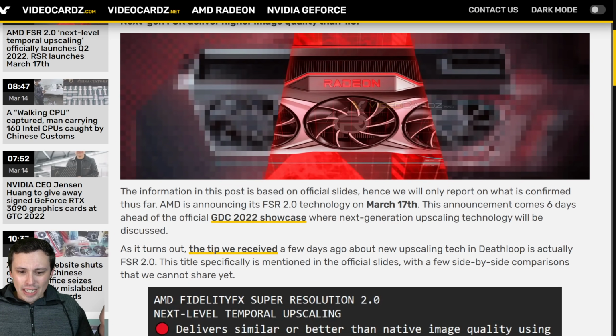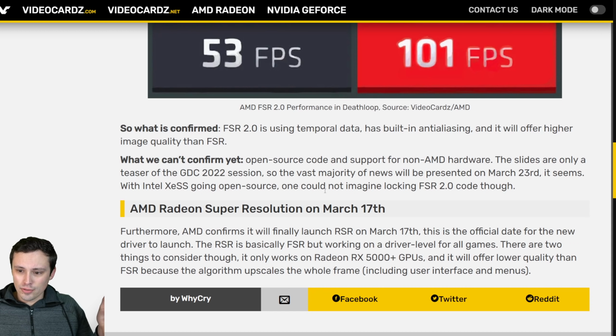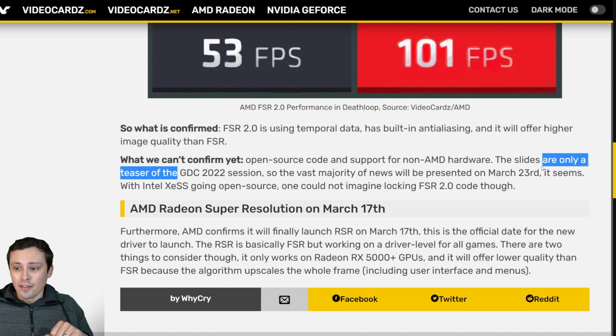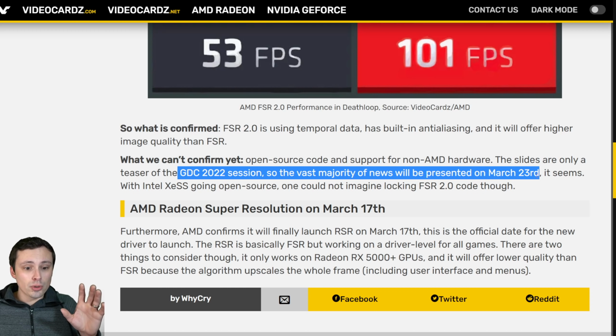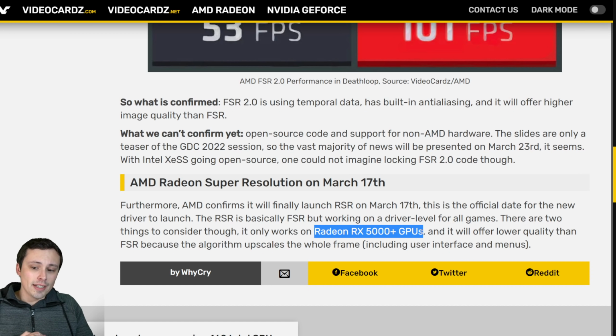Now, the VideoCardz article I don't think has a whole lot else other than what I just went over with you. Again, this is just a teaser for the GDC 2022 session on March 23rd. And so I think we're going to get a lot more information at that point in time. Also, when it comes to RSR, we are seeing this is going to be RX 5000 plus GPUs. So that kind of sucks. I'm not sure why it would have to be only 5000 and up. Why can't your RX 580 support it? I'm hoping that will be updated in the future.